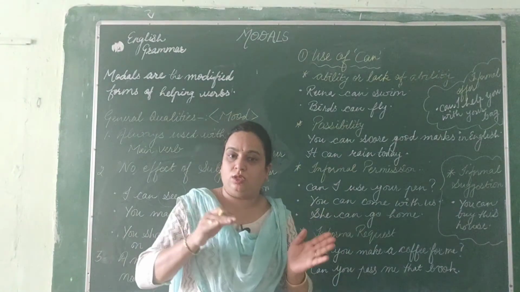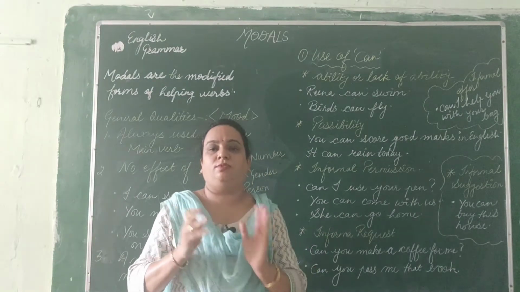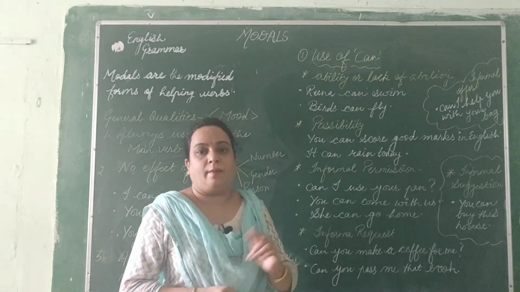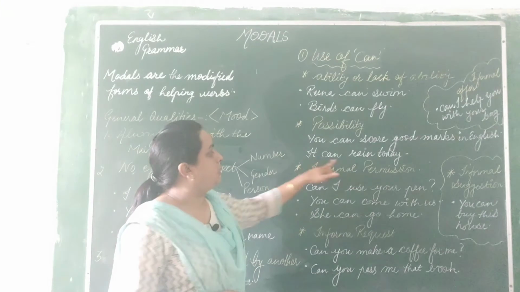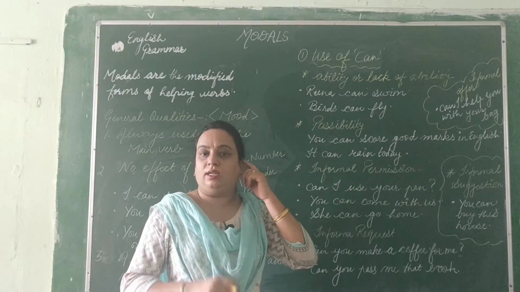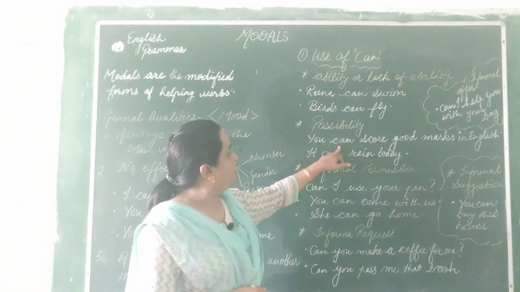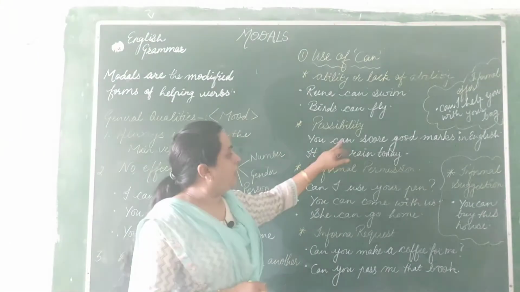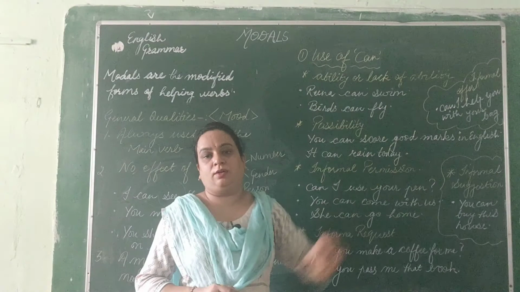We can use both positive and negative, meaning affirmative and negative sentences, by using modals. So it can rain today or it cannot rain today, right? But the structure you require is subject, then modal, and then object or other part of the sentence, right?